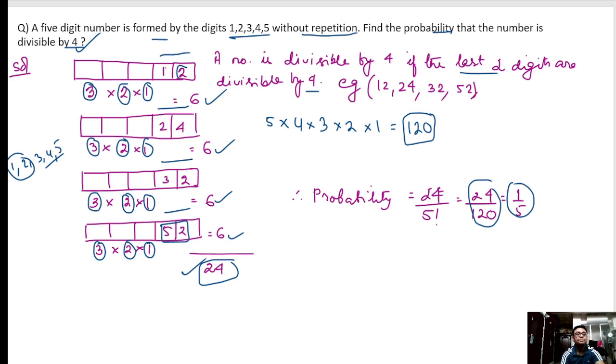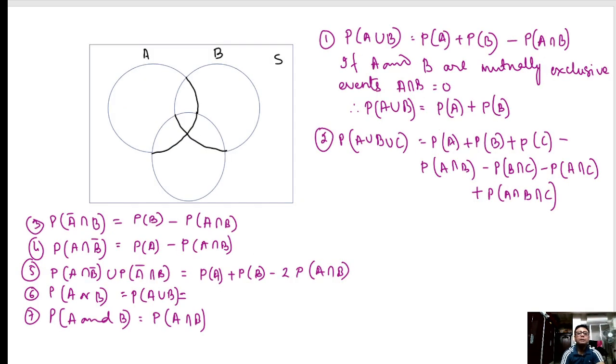Next. Now friends, please watch one thing. Already I have shown you the Venn diagram parts and how to deal with them. So the first formula: if I need P(A union B), that means what will come? The formula is P(A) plus P(B) minus P(A intersection B). This is A intersection B.